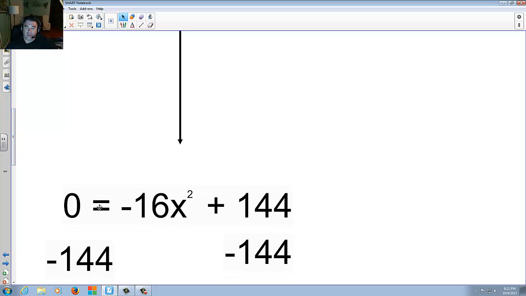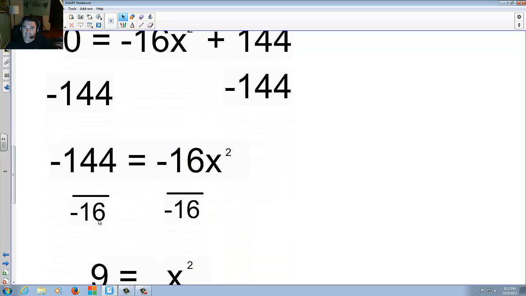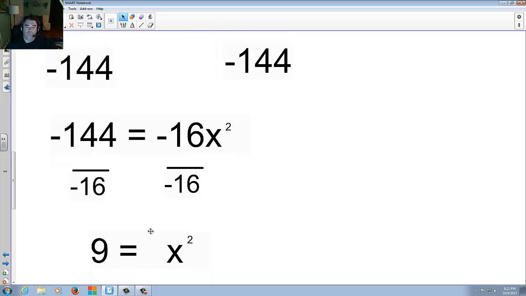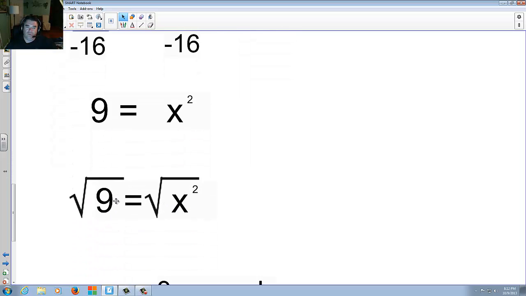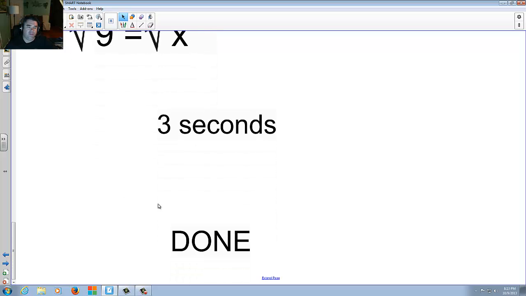Did you take 0 equals negative 16x squared plus 144? Then minus 144 from both sides. Now divide both sides by negative 16. You get a 9. Root. You're going to get positive and negative 3. Negative 3 doesn't work, so only positive 3 seconds.